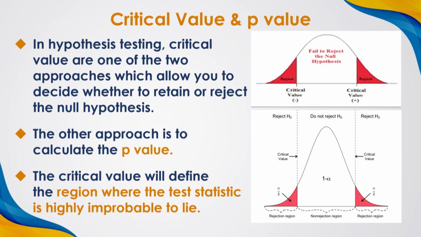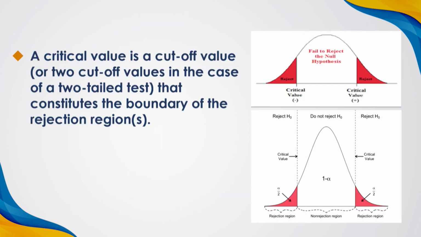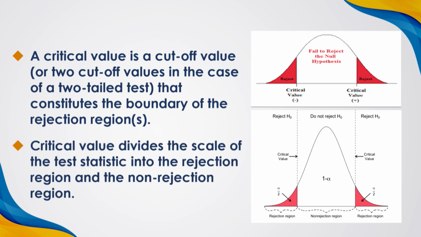The critical value will define the region where the test statistic is highly improbable to lie. A critical value is a cutoff value. There are two cutoff values in the case of a two-tailed test that constitute the boundary of the rejection region. Critical value divides the scale of the test statistic into the rejection region and the non-rejection region. Most of the time it is also referred to as the accepting region.